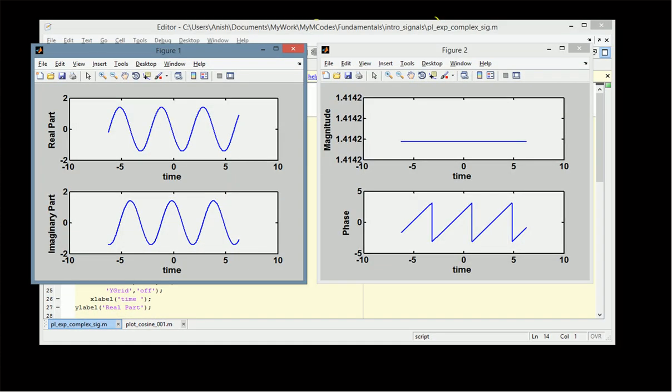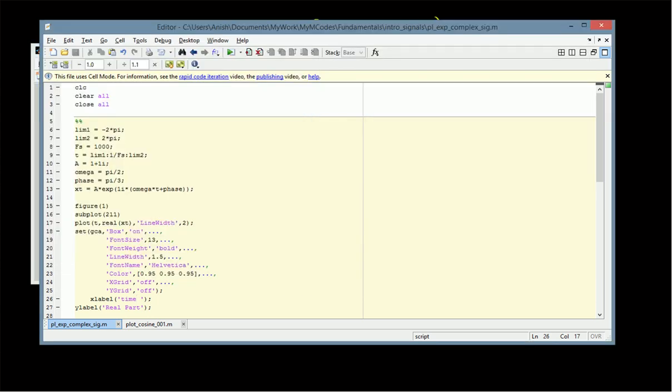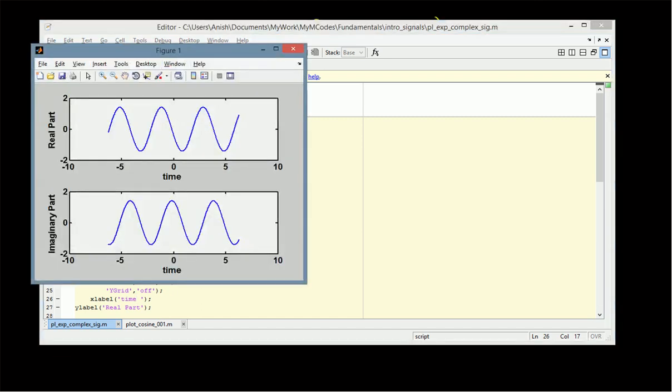Figure 1 on the left shows the real part and the imaginary part of the signal. Since we have a complex value for a and also a phase term, we can clearly see that both the real part and imaginary part have a phase value other than 0 phase.